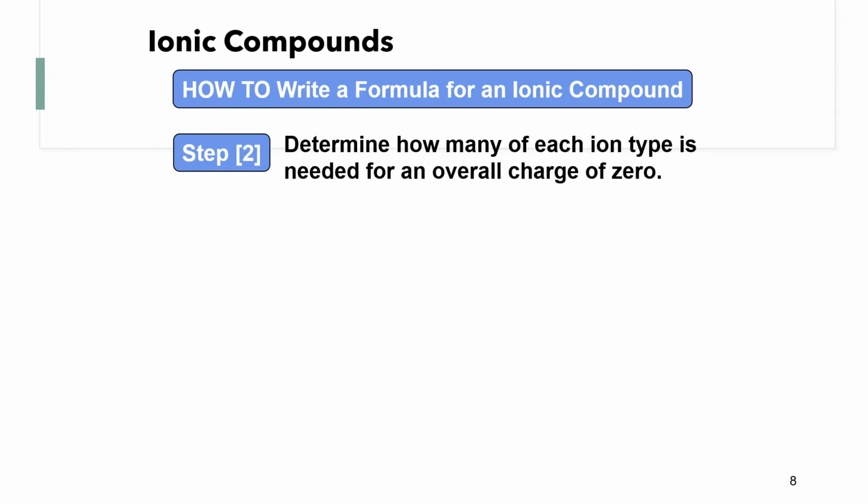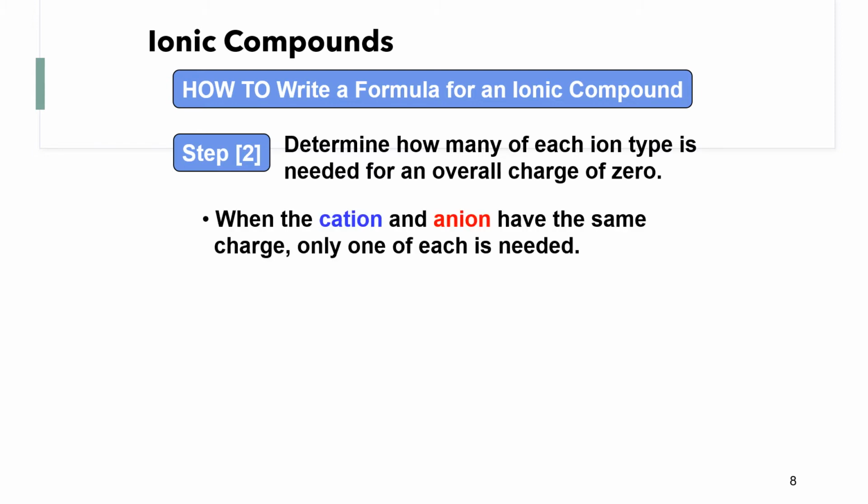Now you need to figure out how many of each ion you're going to need to come up with that charge of 0. When you put them together, you want to have a 0 charge. So how many do you need of each to get that 0 charge? When the cation and the anion have the same charge, you only need one of each. So for this one, we have calcium that has the +2 charge and oxygen that has the -2 charge. These are going to cancel each other out, so you only need one of each. So our answer here is going to be calcium oxide with 1 calcium and 1 oxygen in our formula.